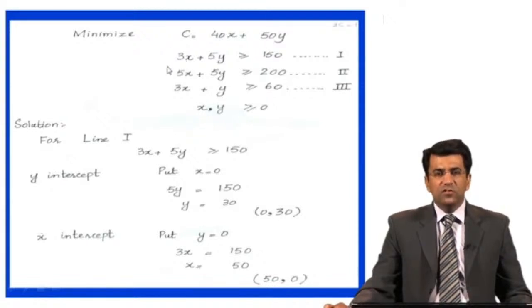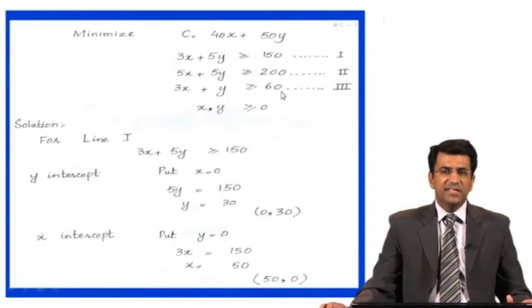There are three particular constraints in this case, that is 3x plus 5y is greater than or equal to 150, and we have represented this inequality by number 1. The second constraint is 5x plus 5y is greater than or equal to 200. The third constraint is 3x plus y is greater than or equal to 60. Now again, all of these three constraints are greater than or equal to.